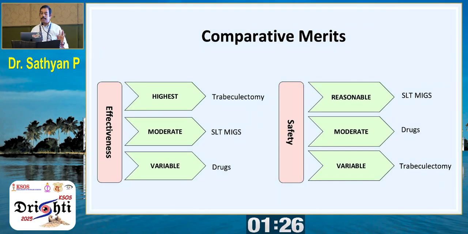So looking at the comparative merits, trabeculectomy holds the highest, then comes your SLT and MIGS. Drugs are quite variable: single drug, two drugs, combinations don't work in the same way as what we think all the time. One drug may work for some time, the other drug may work for some time, both can work for some time, both may fail at some time. So it is quite variable.